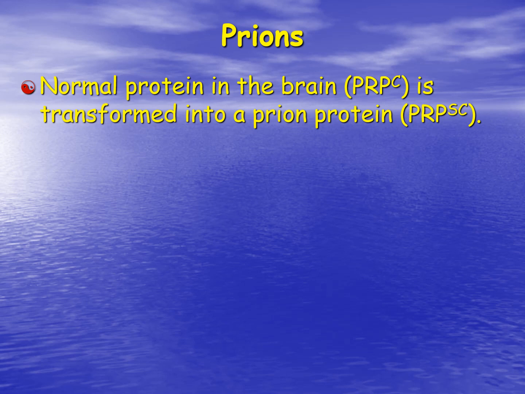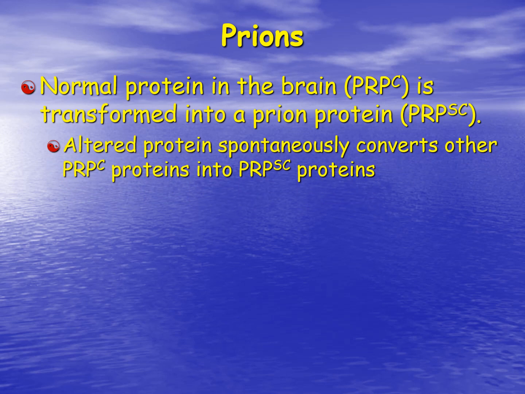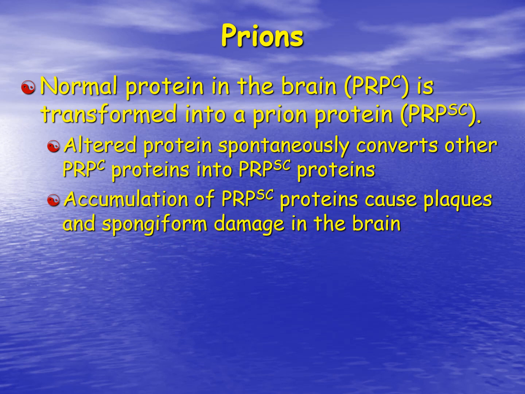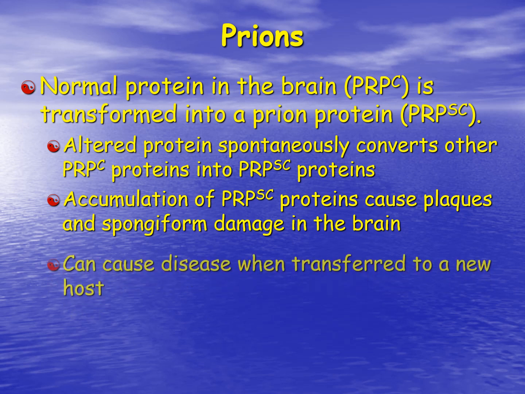There is a normal protein found within brain tissue called PrPC that is transformed into an abnormal protein called PrPSc, which is the prion protein. This altered protein can spontaneously convert other PrPCs into the abnormal form of the protein. And this will then cause accumulation of these abnormal proteins within neurons, causing plaques, and this will cause the cells to die, and this results in the spongiform damage within the brain itself.